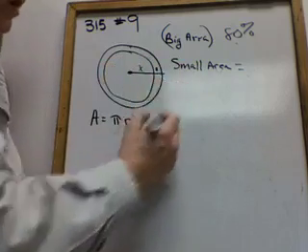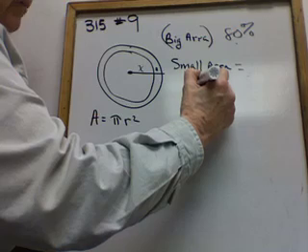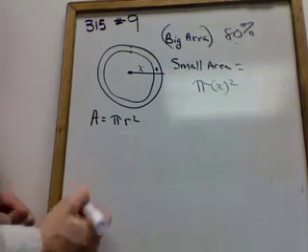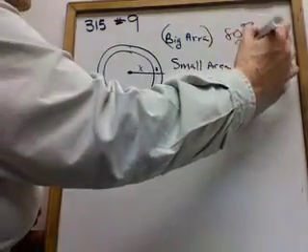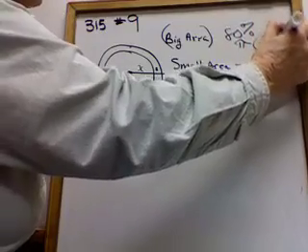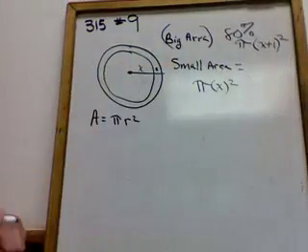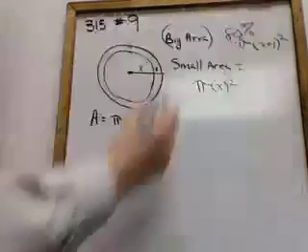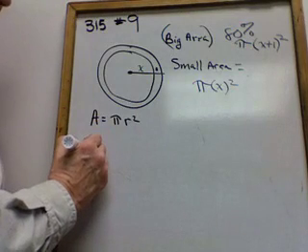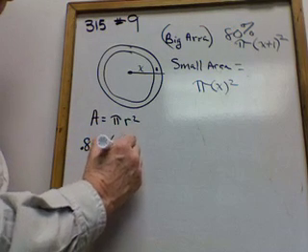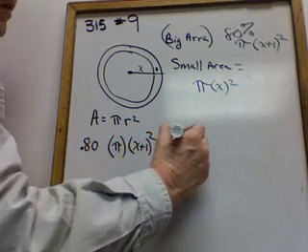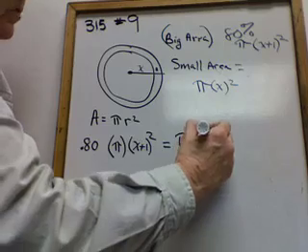We could call the small area pi r squared, which would be pi times x squared. We could call the big area pi times x plus 1 squared, because that radius is x plus 1, and multiply it by 80%. So let's do that and see if we can solve this. So we have 80% times pi times x plus 1 squared equals pi times x squared.